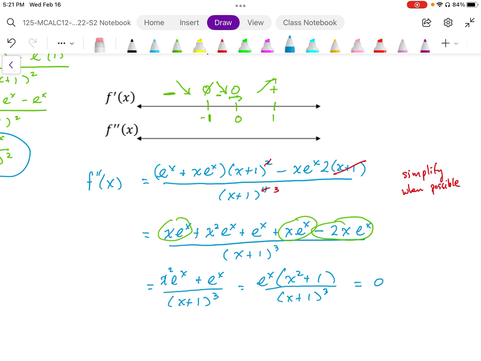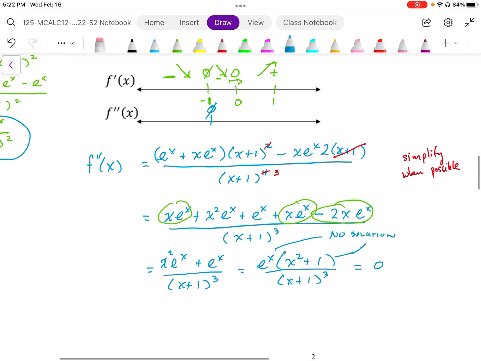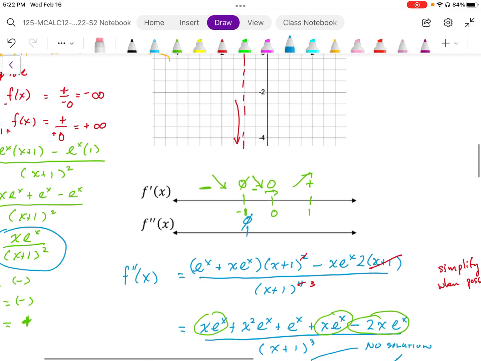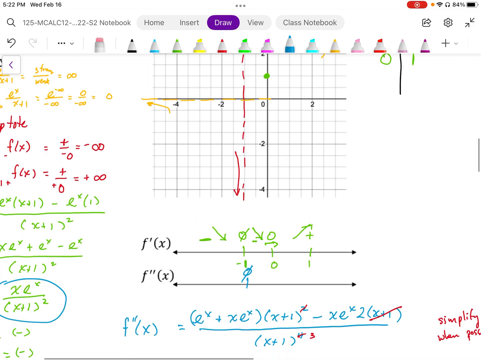The e to the x is never equal to 0, so there's no solution here. And furthermore, x squared plus 1 has no solution. So these both have no solutions, so there's no solution to this equal to 0. However, I still have my restriction in the denominator at -1. So at -1, I have my undefined second derivative. So I still do need to test on both sides of that for concavity, although I can kind of see what the concavity is going to look like here.